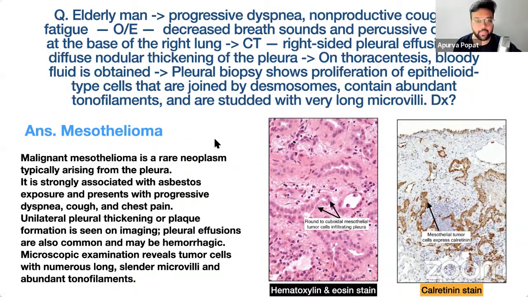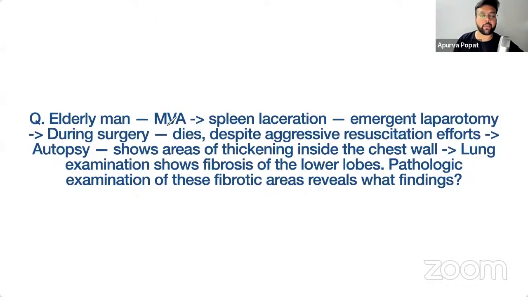Excellent. An elderly man after a motor vehicle accident had a spleen laceration. He underwent emergency laparotomy. During surgery, he dies despite aggressive resuscitation efforts. Autopsy shows thickening inside the chest wall. Lung examination shows fibrosis of the lower lobes. Pathological examination of these fibrotic areas reveals what findings? First of all, he has thickening inside the chest wall and fibrosis of the lower lobes. He's an elderly man. What are you thinking about?